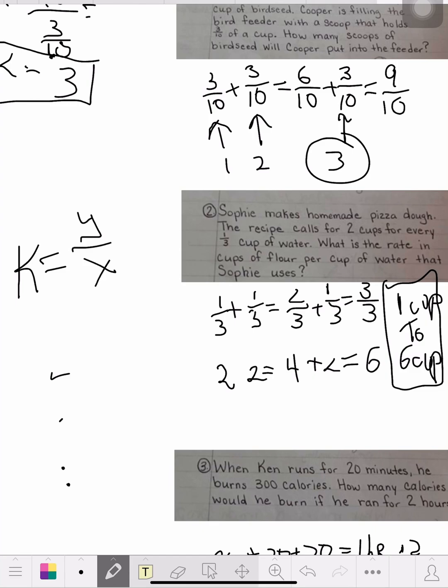The y is going to be the 2 cups. So it's k equals 2 cups over the 1/3. Remember how I told you how to divide? So you get k equals 2 times, you flip it, so you get 3 over 1. K equals 6.